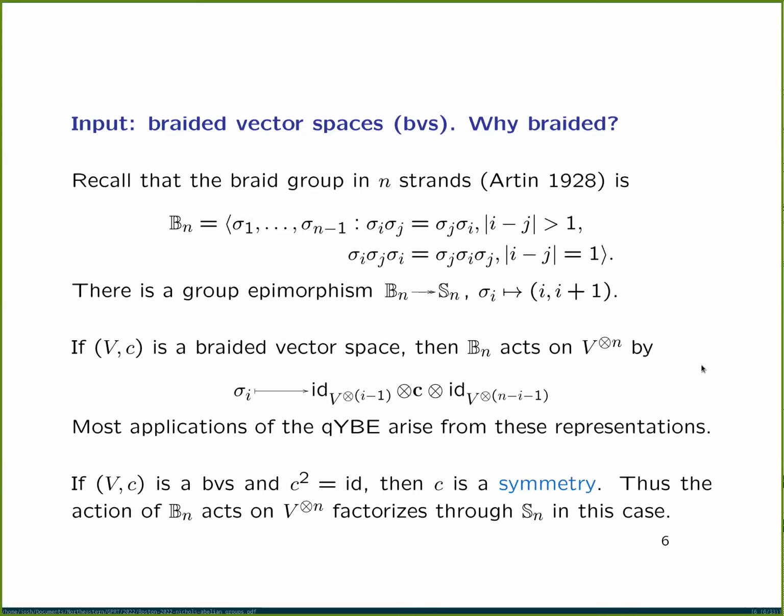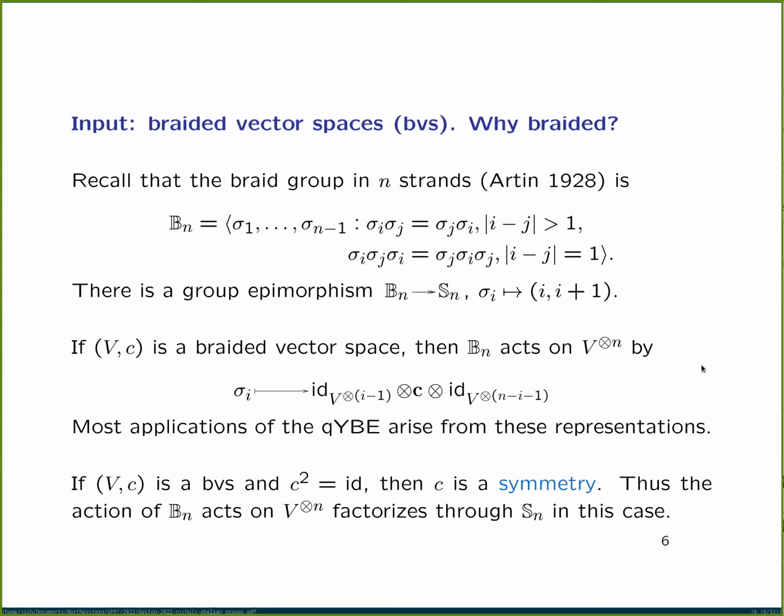By definition, there is a group epimorphism from the braid group B_n to the symmetric group S_n, which sends sigma i to the transposition (i, i+1). Now, suppose that you have a braided vector space (V, c). The definition of the braiding implies that the braid group B_n acts on V tensor n in the following way. Given the generator sigma i, it goes to the identity, then c in the place i and i+1, and then the identity. Most, if not all, applications of the quantum Yang-Baxter equation arise from this representation.